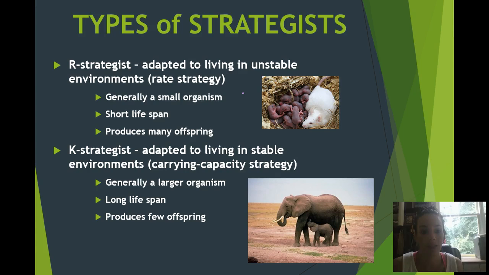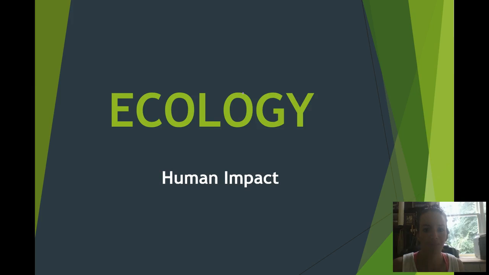So it's a long lifespan, usually one, two, maybe three offspring. And humans are actually also considered K strategists, even though some people have lots of babies. But in general, they don't have very many offspring. The final thing we're going to talk about is human impact.